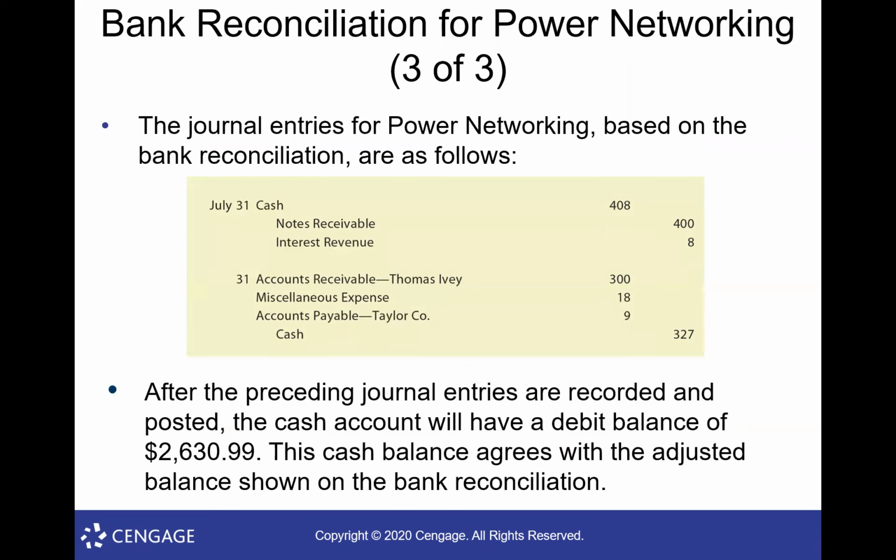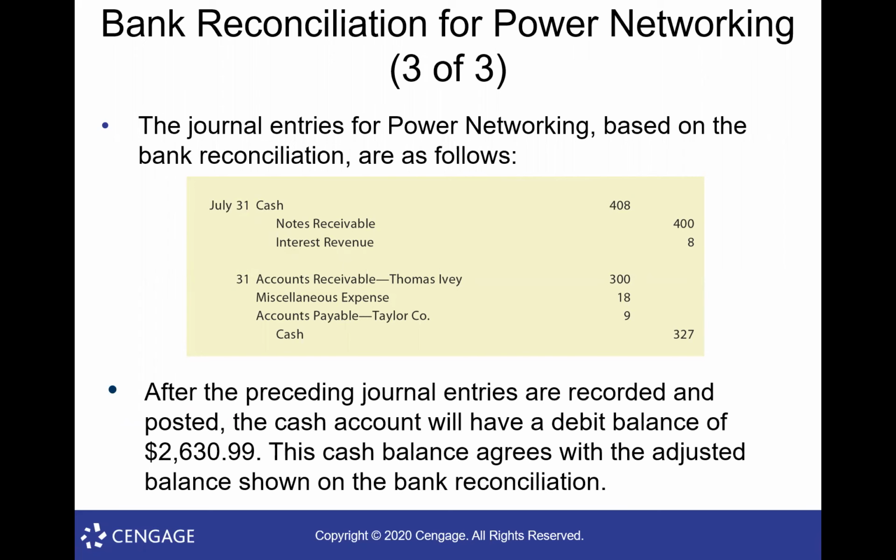So in our journal entry, we're going to show our cash increases by $408. Our note receivable will go down by $400, and our interest revenue will go up by $8. That'd be the first one. And then the second one here. So when someone writes us a bad check, what we have to do is debit accounts receivable. Why? Because that person now owes us the $300 that they supposedly had paid us for.